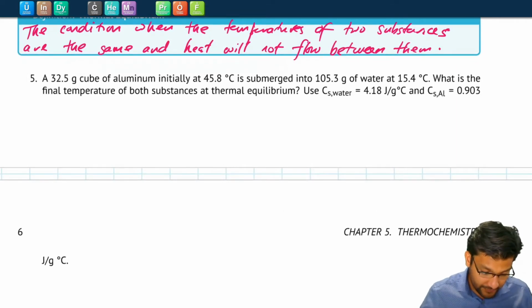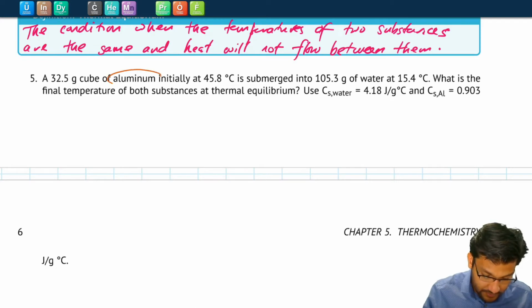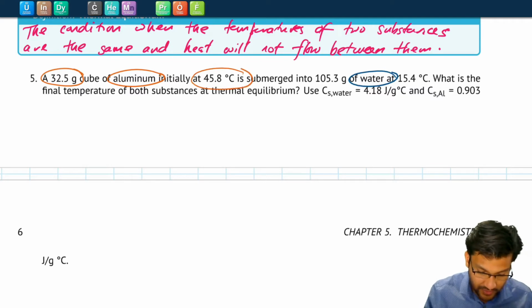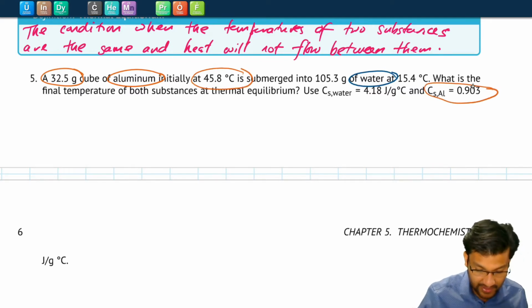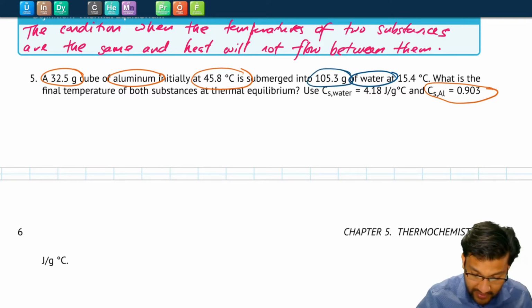So let's look at number 5. In number 5, we have two substances, and let's identify them. We have aluminum and water, right? We have 32.5 grams of aluminum starting out at 45.8 degrees Celsius, and they give us the specific heat capacity of aluminum right there. For water, we have 105.3 grams starting out at 15.4 degrees Celsius, and they also give us the specific heat capacity.